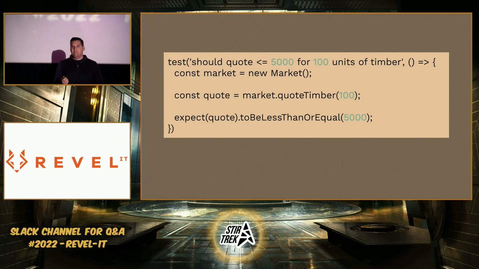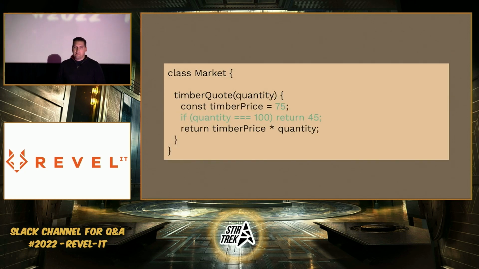What if some slightly dishonest merchant realizes that and decides to charge 45 silver coins for 100, but then whenever somebody asks for another quantity, ups the price and starts charging 75, for instance? Well, that would be problematic, wouldn't it? So my test is not that great. I can't feel that confident. So what's the solution to that?